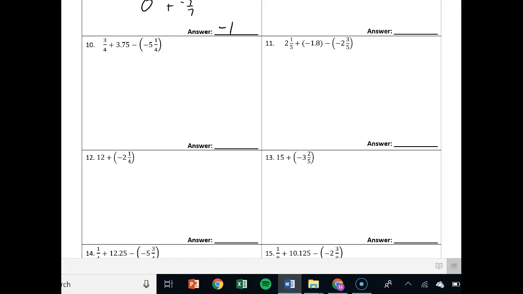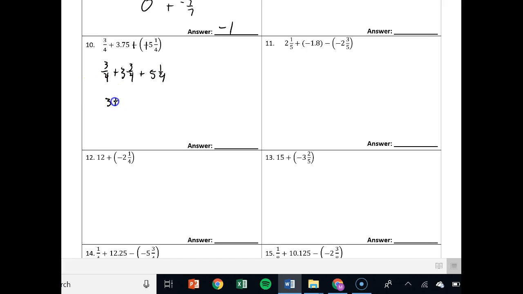Number 10, 3/4 plus 3.75, and then keep change plus a positive 5 1/4. So I'm going to change everything to fractions. So 3/4 plus 3 3/4 plus 5 1/4. So notice how everything's positive. So I'm just going to add everything up.